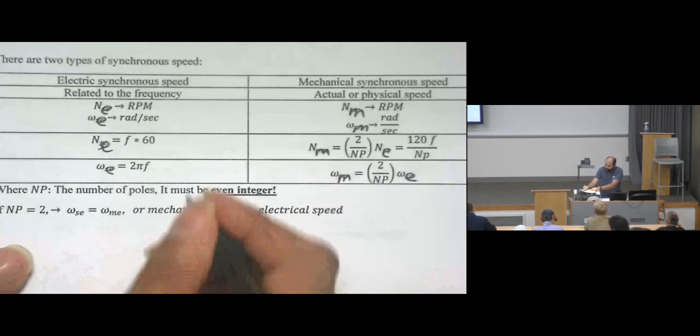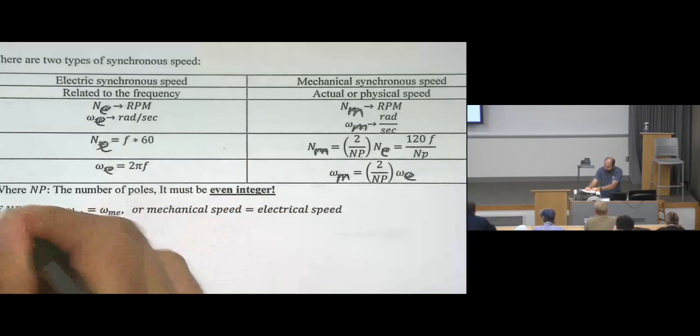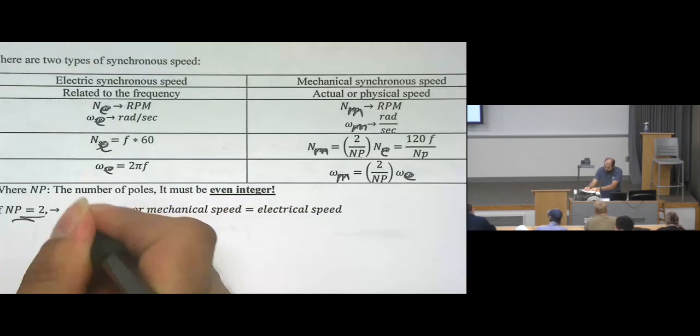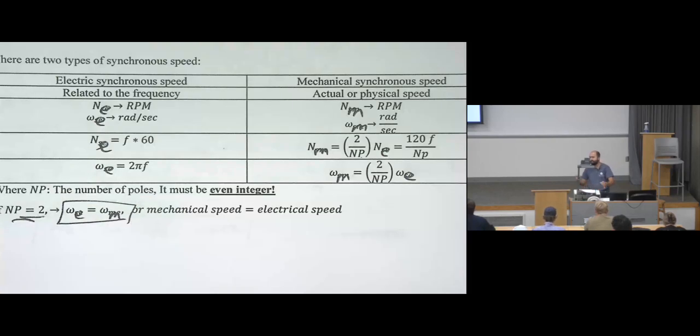When the number of poles equals 2, the electrical speed equals the mechanical speed. That's what we talked about. When we have only one magnet, which has 2 poles, then the electrical speed equals the mechanical speed. This is the only case; otherwise there will be a difference. Otherwise, the electrical speed is every time higher than the mechanical speed.